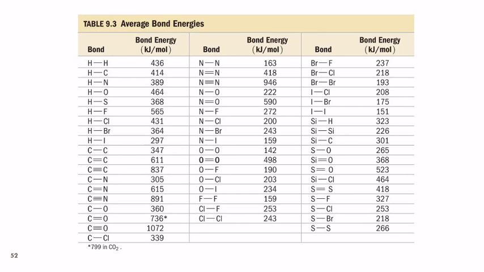One I want to point out to you with this asterisk right here. A carbon-oxygen double bond, the average is 736, unless you're looking at carbon dioxide. It's 799 in carbon dioxide. I think the reason they give the exception for that one is that it is quite significantly different than the average, and carbon dioxide is also a very common reactant and product, and so we run into it a lot. So just be aware of that.